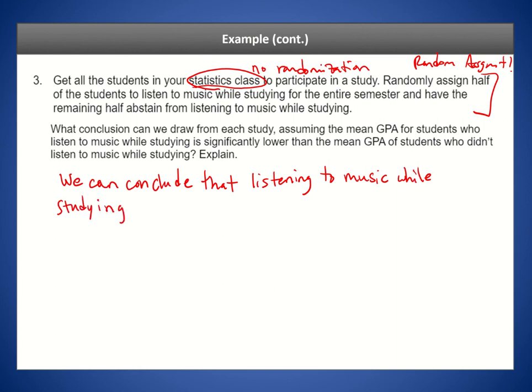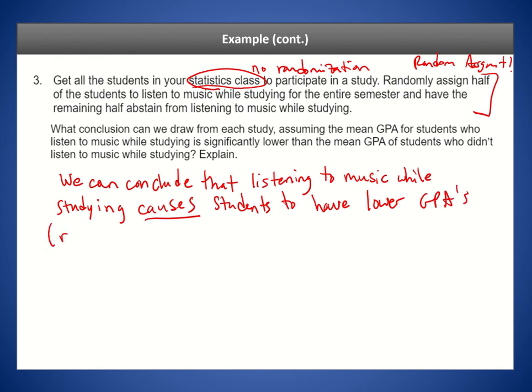So we can conclude that listening to music, right? So the actual process where the students that listen to music actually caused this decrease. So listening to music while studying causes, and I'm going to underline that, that's important here, causes the students to have lower GPAs. And I'm going to put this in parentheses: this is because of random assignment. So that was really the reason for that conclusion.